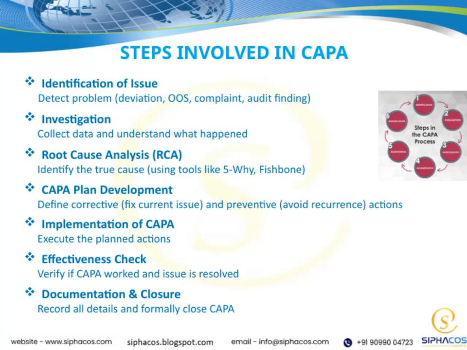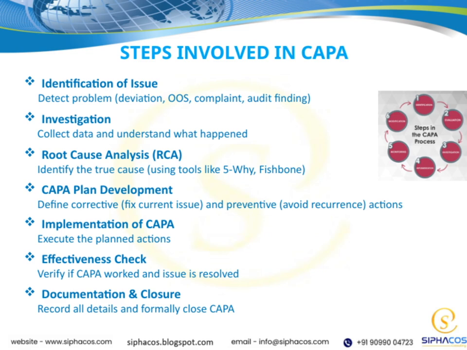Let's start by identifying the issue at hand. This means detecting the problem, whether it's a deviation, out of specification, a complaint, or an audit finding. Once we've flagged the problem, the next step is investigation. Here, we gather all relevant data and work to understand exactly what happened. The goal of root cause analysis, or RCA, is to find the true underlying cause of the issue. We often use tools like the 5 Whys or fishbone diagrams to help us dig deeper and pinpoint the root cause.